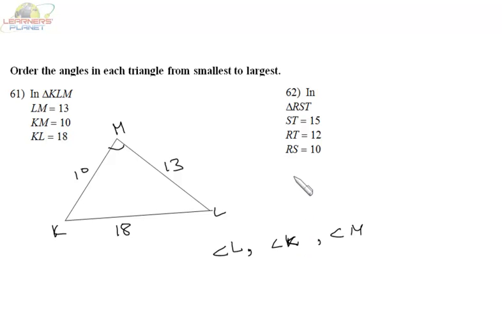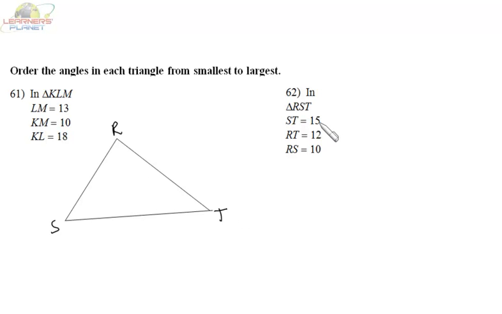Okay. Similarly, in this question, I just draw the diagram. It's triangle R, S, T. ST is equal to 15, RT is equal to 12, and RS is equal to 10. Now, which is the biggest length? That is this. So, which will be the biggest angle? Angle R. Okay. And which is the smallest side? That is RS. So, which is the smallest angle? Angle T. And the remaining angle is angle S. Okay. So, this is the smallest angle. Then it is bigger, and that is the biggest.